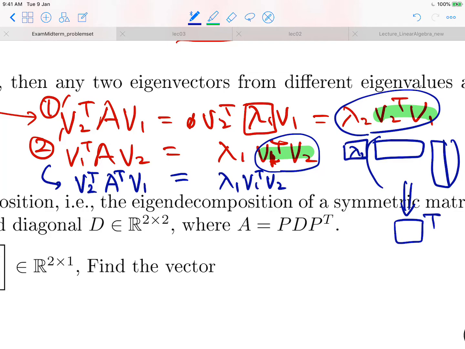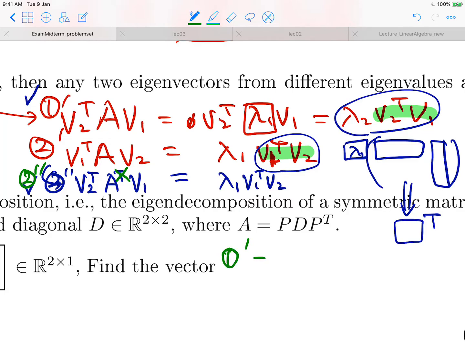If we compare this guy and this guy, V2 is on the left in both, and V1 is on the right. But A and A transpose are different, right? Now it's time to apply the fact that A is symmetric. So these two are the same, and we can remove this.